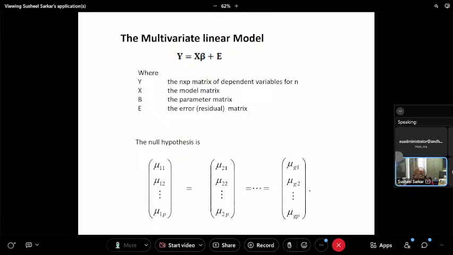So mu represents the mean of that group. We have p observations from each object, so we can write mu1p. It means from the first group, this is the mean of the pth character. Likewise, mu21 represents the second group, first character. Here we have g groups and p characters, so our Y will be an n by p matrix.